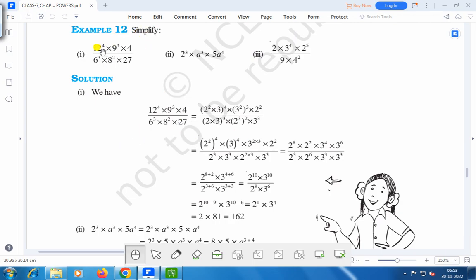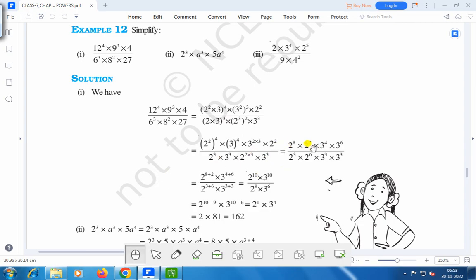Now example 12. Simplify 12 to the power 4 into 9 to the power 3 into 4 by 6 to the power 3 into 8 squared into 27. 12 to the power 4 can be written as 2 squared into 3, whole to the power 4, and 9 cubed is 3 squared, whole cubed. You can also write 6 to the power 3 as 2 into 3, whole cubed, 8 as 2 to the power 3, and 27 as 3 cubed. Now 2 squared to the power 4 into 3 to the power 4 into 3 squared to the power 3 into 2 squared, and in the denominator 2 to the power 3 into 3 to the power 3, 2 to the power 3 into 2 and 3 to the power 3.